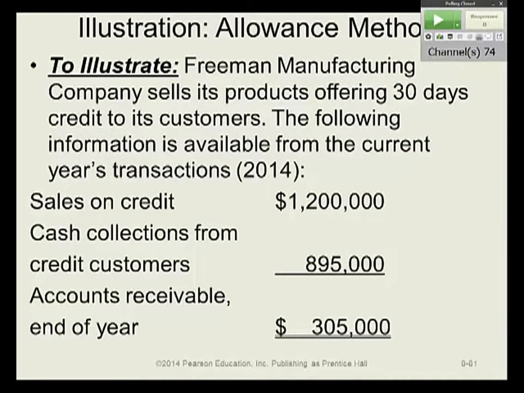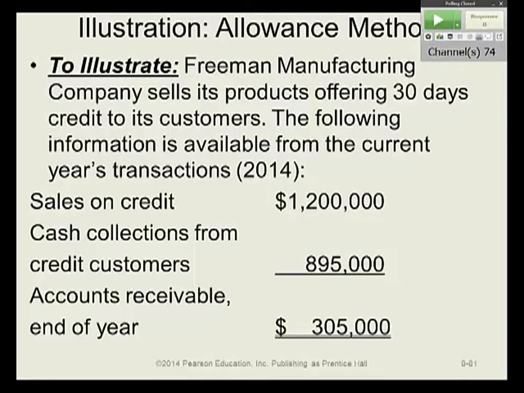All right, let's go to this Freeman Manufacturing. In our example, it tells us that they have credit sales of $1.2 million. Again, we assume no beginning balance. They collected $895, and accounts receivable at the end of the year is $305. This is a very common scenario that you see in some of the homework problems, so you've got accounts receivable, and we assume a beginning balance of 0 in this problem.